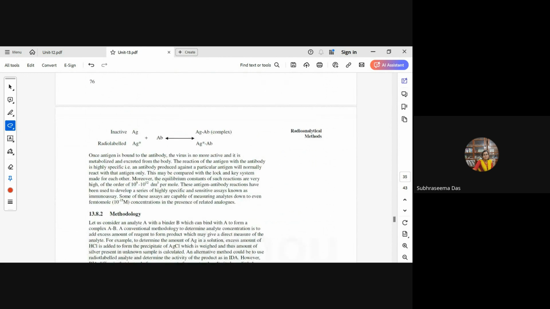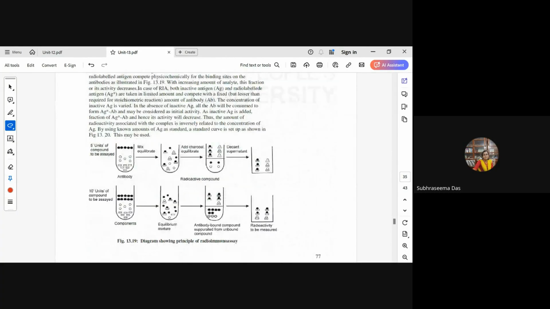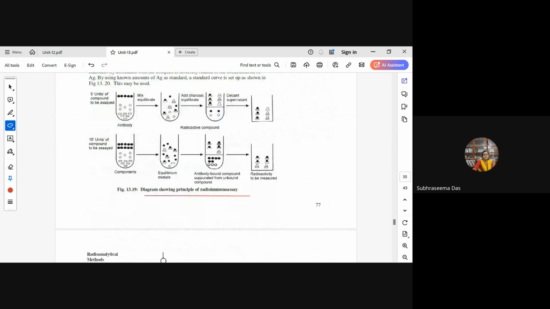Now once the antigen is bound to the antibody, the virus is no more active, and thus it is excreted from the body. So this reaction of the antigen is highly specific, and thus by using a particular radio labeled isotope such as Ag star, we can trace the antigen antibody complex and determine its activity in the biological pathway.